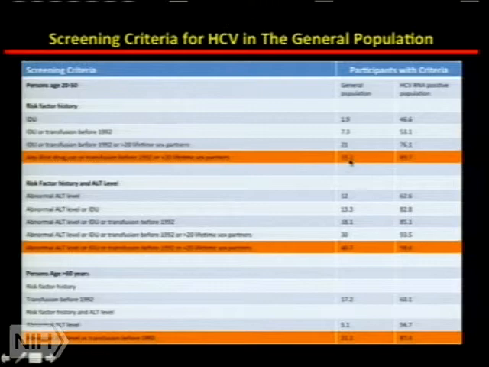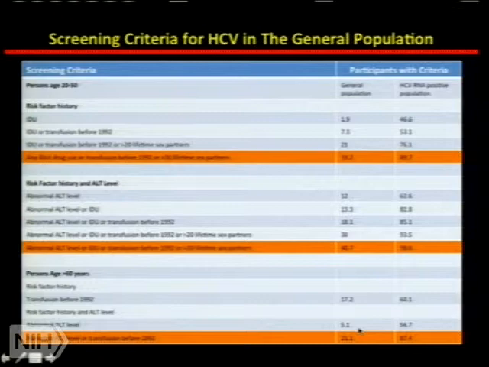And about a third of the population would have these risk factors, so you have to screen a fair number of the population to identify these individuals. If you add a fourth risk factor, an elevated ALT level, you can now identify almost 99% of individuals with chronic infection, and you'd have to screen about 40% of the population. If you look at a slightly older age group, that is age 60, the risk factors for acquisition of infection are a little different. In these individuals, the greatest risk factors are transfusion before 1992 and having an abnormal ALT level. With these two factors alone, you would capture about 88% of the infected individuals and have to screen about 21% of the population.